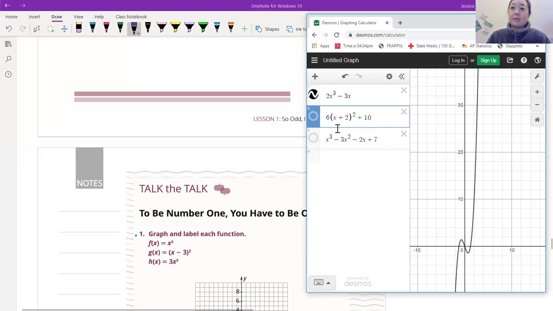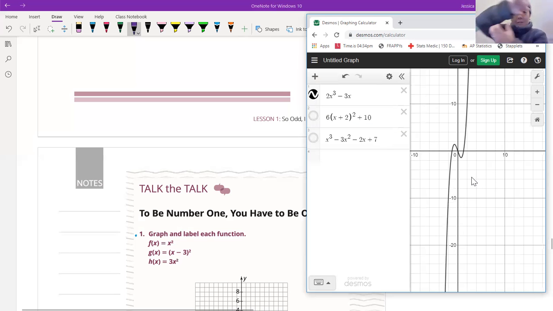All right, let's try this one. Ooh, flip it upside down. Yeah, so it totally has rotational symmetry. So this is an odd function. Not strange, it's just odd. Not weird, it's just odd.